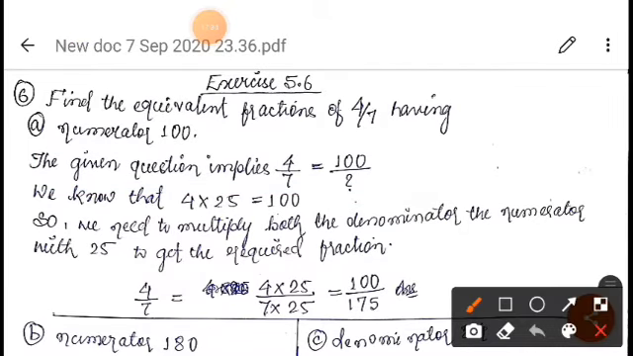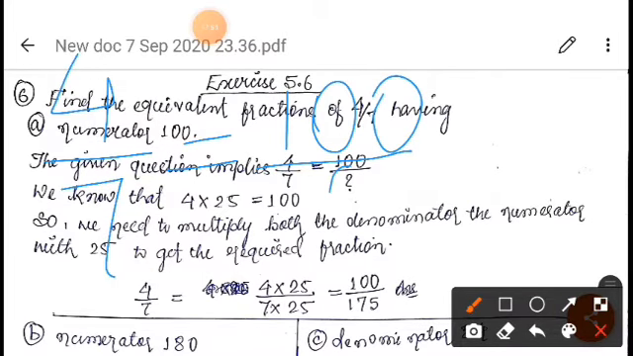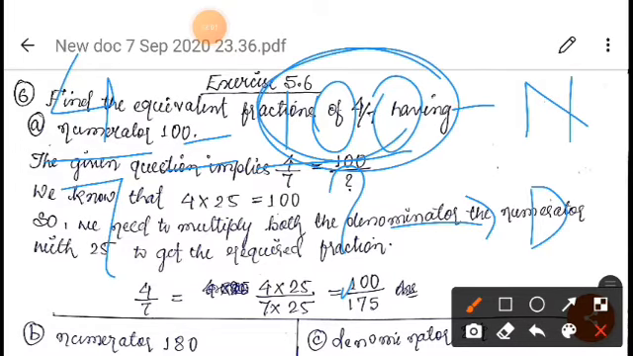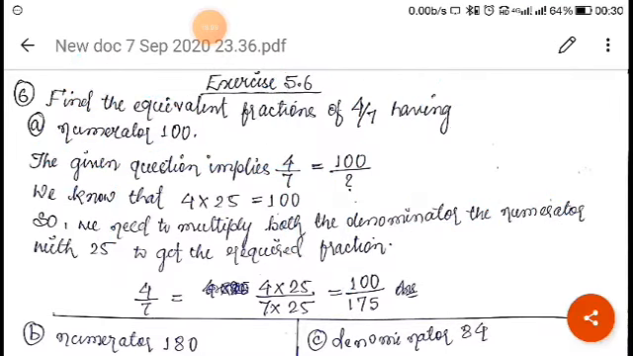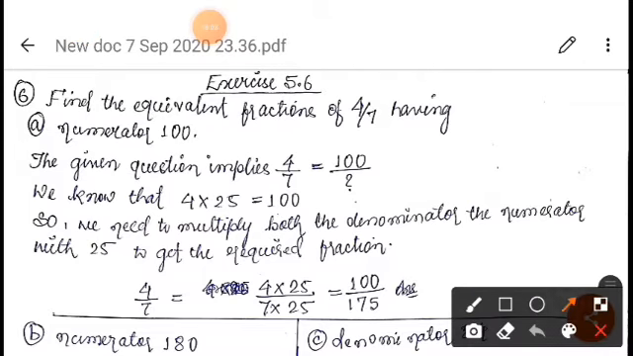Let me write here, find the equivalent fraction of 4 by 7. Number A is numerator should be 100. So we can write it like this, 4 by 7, and the numerator should be 100. So we have to find the denominator, right? Because this is a numerator and this is a denominator. It is already given in the question, as you can see, numerator is 100. So we have to find this one. To find this, we will do the same process.